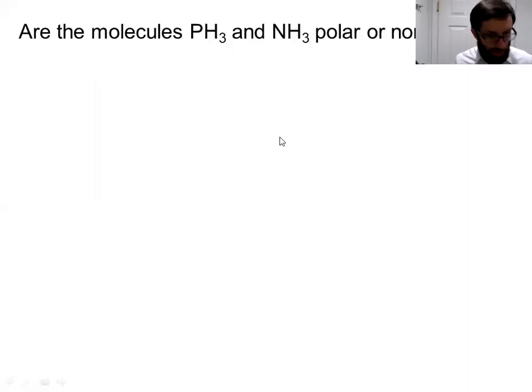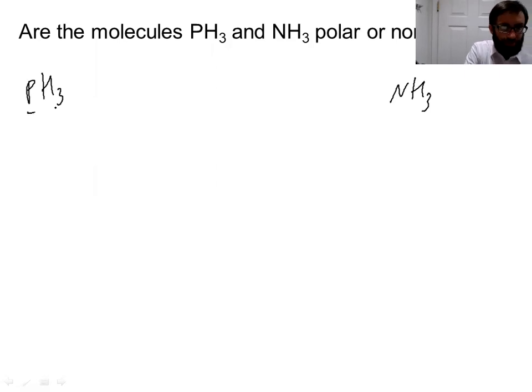All right, so I thought we'd do a problem about polarity. And so I'm asking, are the molecules NH3 and PH3 polar or nonpolar? And so how are we going to figure that out? Well, we need to know the shape first, okay? So let's start with PH3. And we can actually do these kind of side by side. So I'll do PH3 on the left, NH3 on the right.